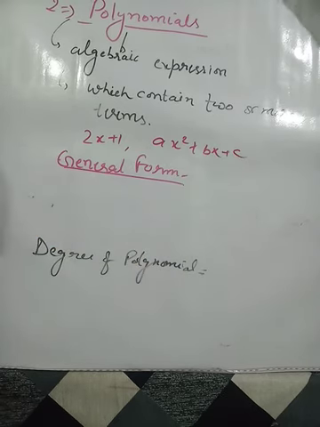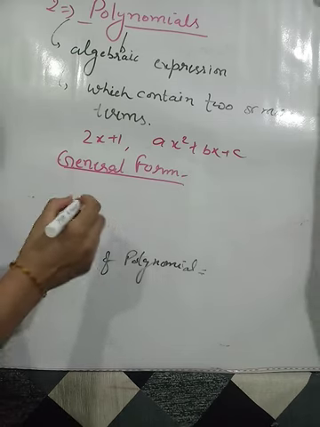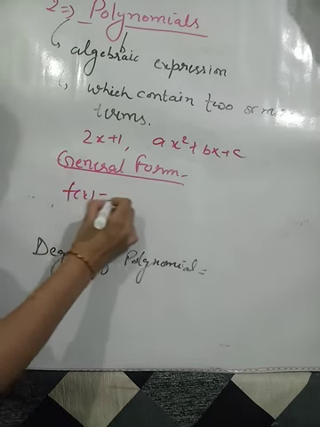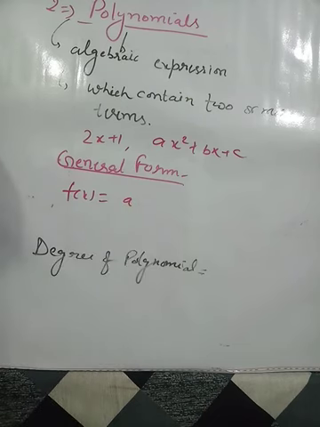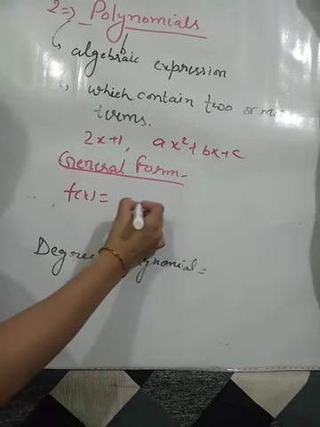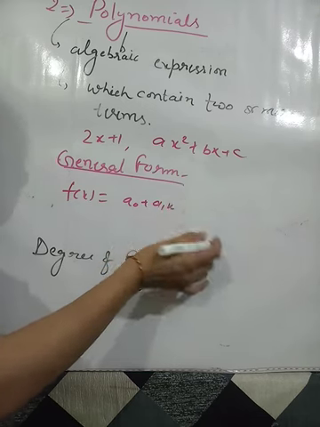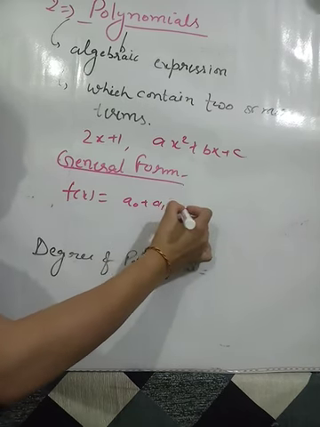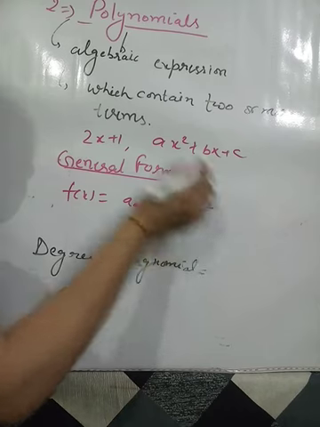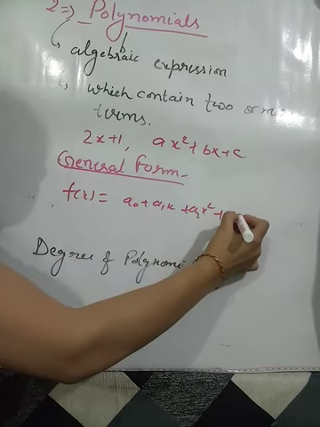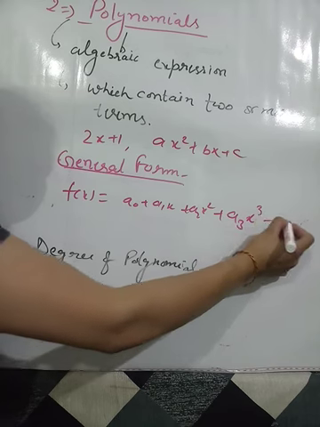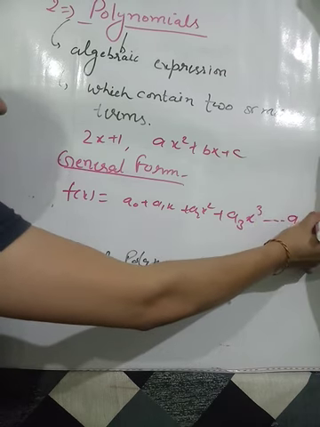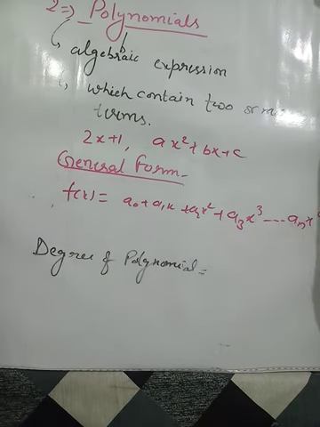And now come to the general form of the polynomial. If we write f of x, some function, equal to a naught plus a1 x to power 1 plus a2 x square plus a3 x cube, similarly up to an x to the power n. So this is the general form of a polynomial, with nth power of the polynomial expression.